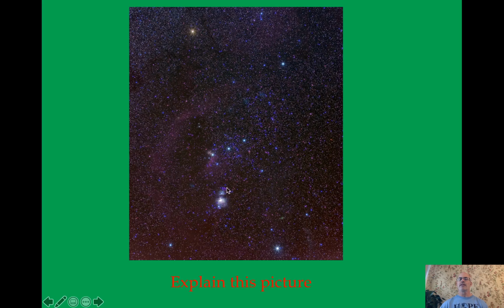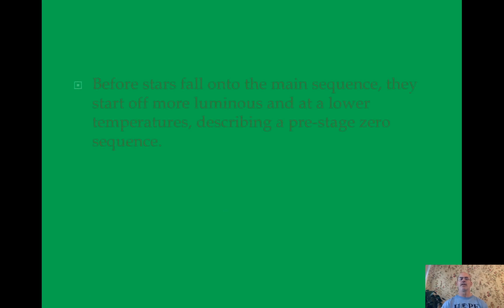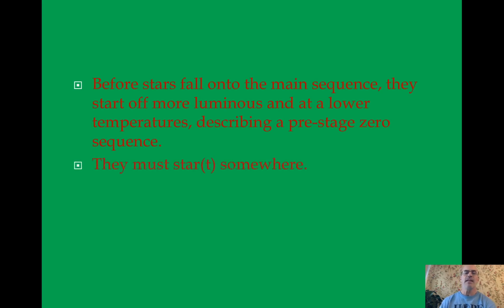It's not a star. There's lots of stars there, some of the big stars, Betelgeuse, etc. But this is not a star, and it's actually a cloud. Okay. So before stars fall into the main sequence, they start off more luminous and at a lower temperature, which describes what they call a pre-main sequence. And so therefore stars must start somewhere.